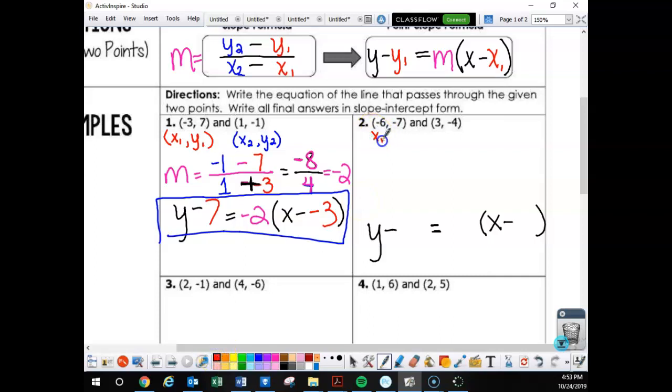So again, label your points. Okay, and then draw your m and your fraction, and then subtraction. So then it's y2 over x2, so -4 over 3. So the second one goes on top of the first one. And then -7 over -6. Okay?